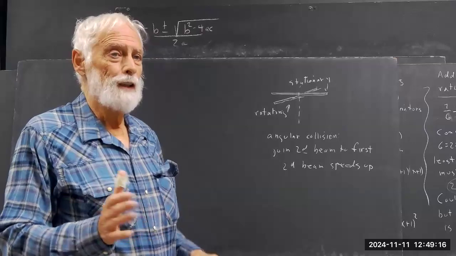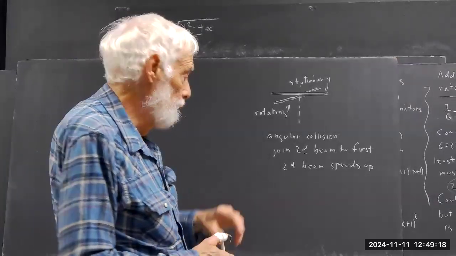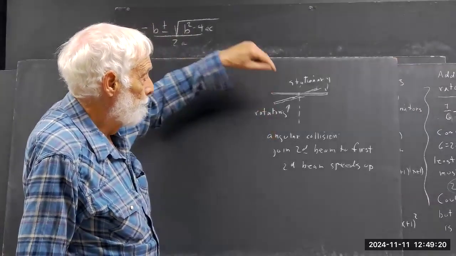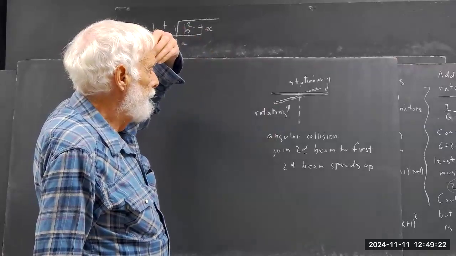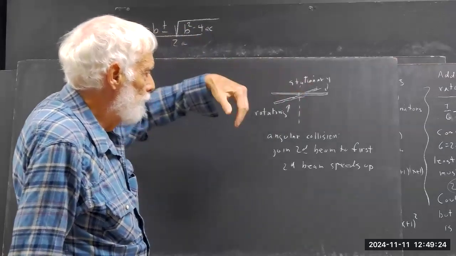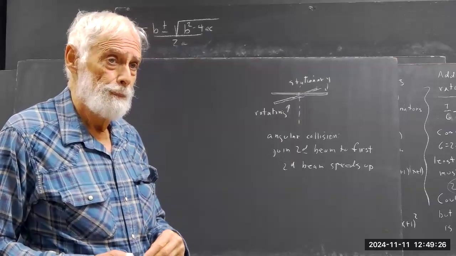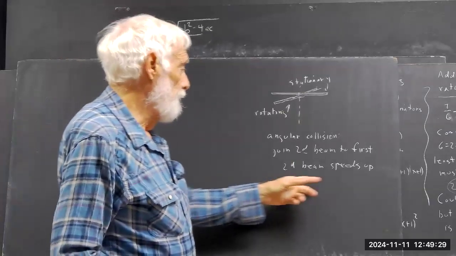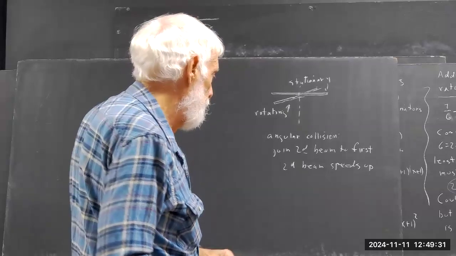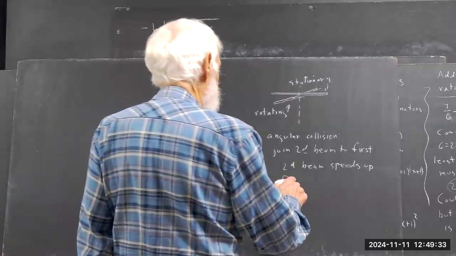The rotation vector is actually vertical, so what I said before, right? Okay. As far as the rotational motion is concerned, what is it that speeds up the second beam? Well, you said it.